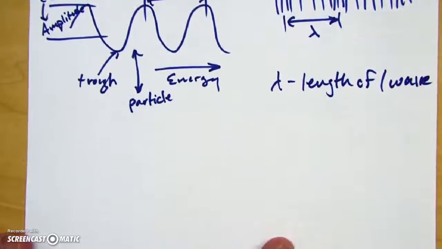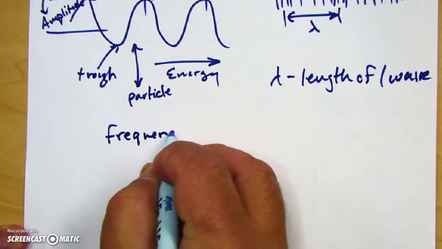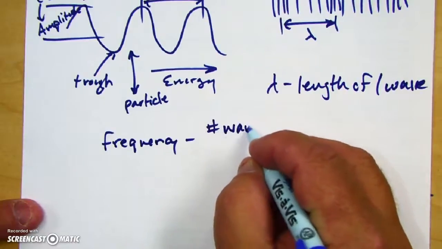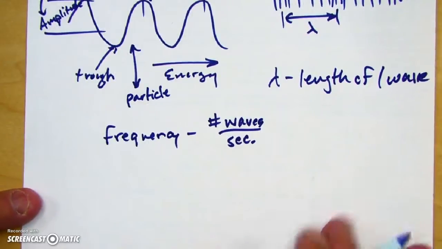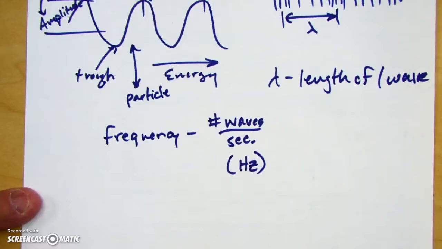Now, a couple things that we will talk about a lot are frequency. Frequency is the number of waves per second. It's the number of anything per second. Waves per second is called a hertz. So 60 hertz would be 60 waves per second.